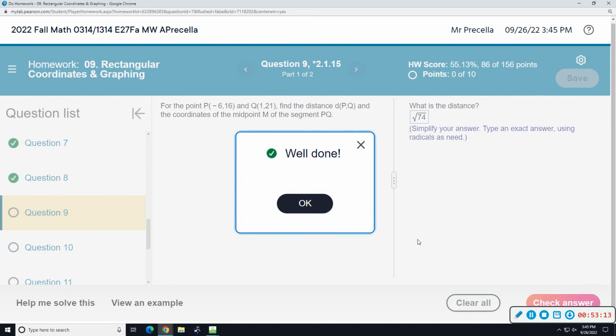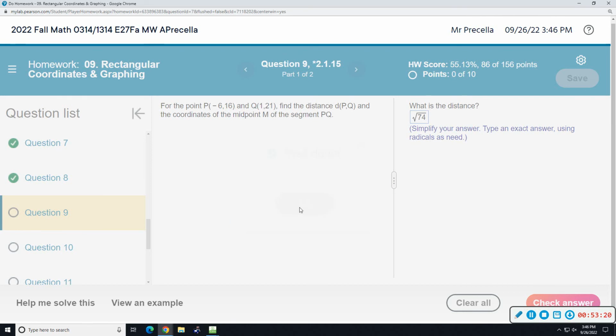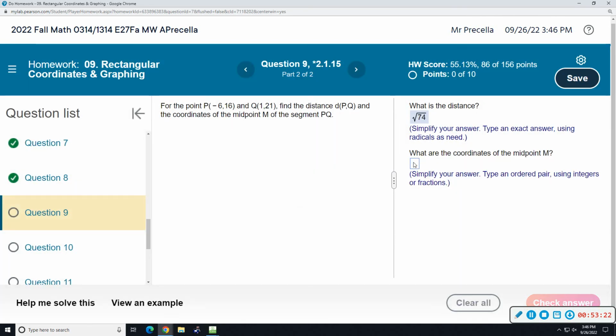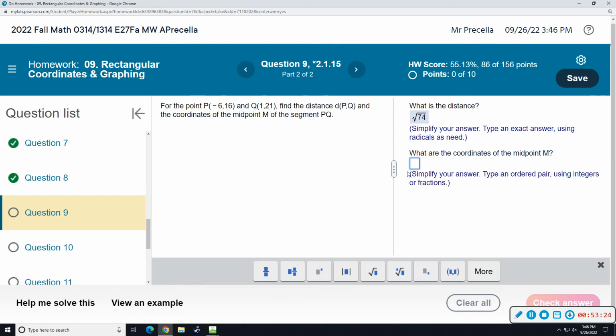Okay. You see, you used to be able to hit enter and it would just go on to the next one. It doesn't do that anymore. You got to click the OK. At least not on this computer that I'm using up here.